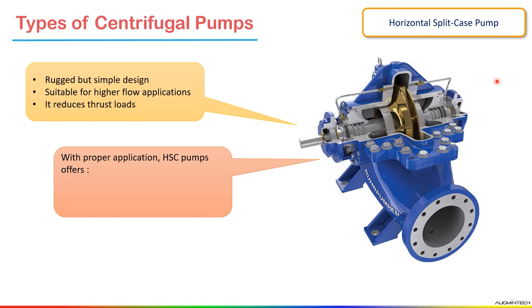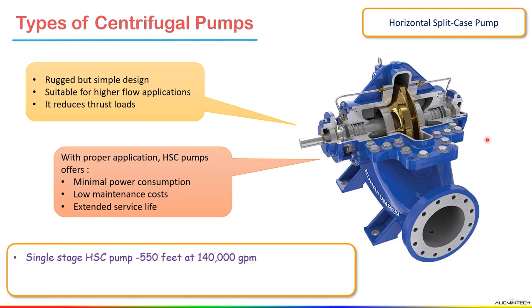Now the only disadvantage of this horizontal split case pump is what? It requires more space as compared to other pumps. Horizontal split case pumps offer minimum power consumption, low maintenance cost, and extended service life. Now remember one point, these horizontal split case pumps are available in two main designs. What are they? Single stage and two stage. So the single stage horizontal split case pump has what?